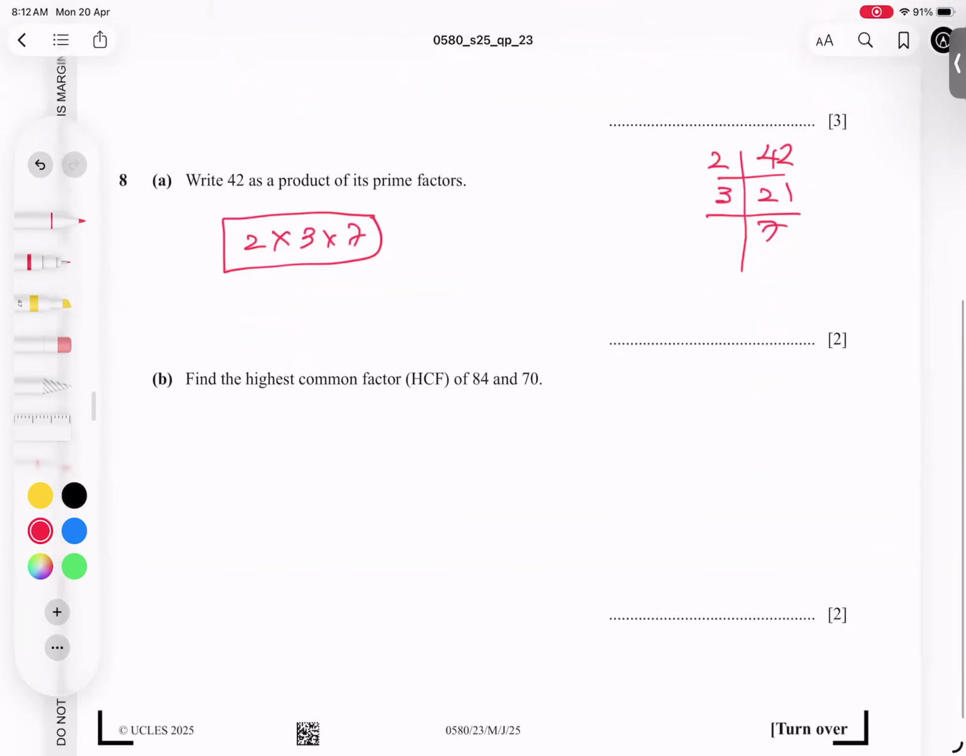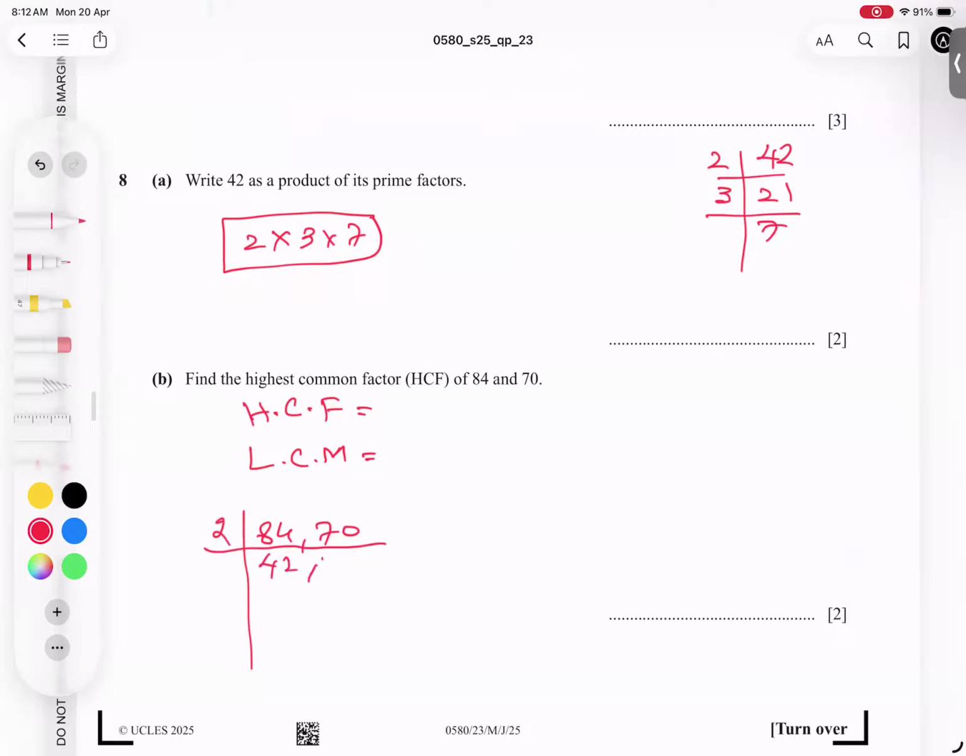HCF and LCM. So here he's asking for HCF, but I will add the extra part, LCM. I'm going to find both together, though he's asking for only one. So 84 and 70, do together. Table of 2, 2 fours are 8, 2 twos are 4, 2 threes are 6, 1 carry 35. Can I divide by table of 2? No. Table of 3 is not possible. Table of 5 is not possible for both numbers. 6 not, 7 possibility. 7 sixes are 42, 7 fives are 35.